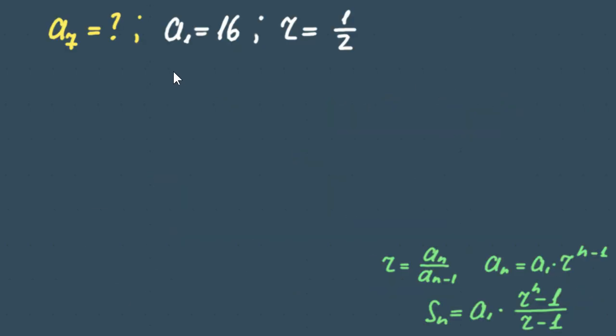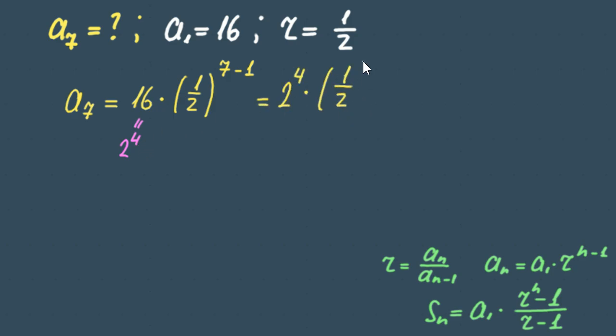Let's find the seventh term of the geometric progression. First, try to solve this problem yourself. Pause the video. And I show the solution. I substitute the numbers in the formula. Here n will be equal to 7. 16 is equal to 2 to the fourth power. Now the numerator and denominator of the fraction I will raise to the sixth power.